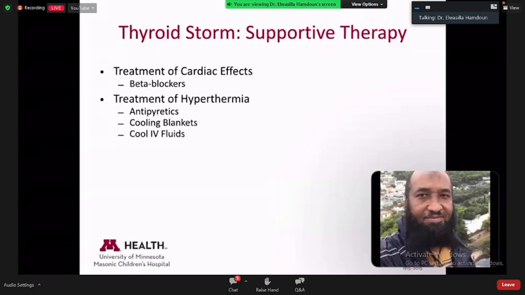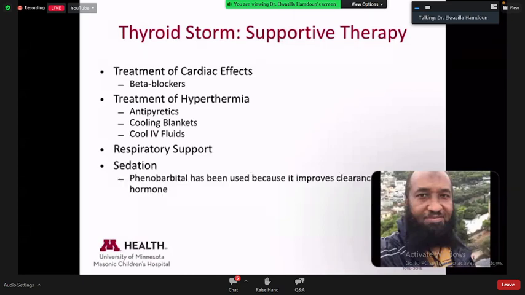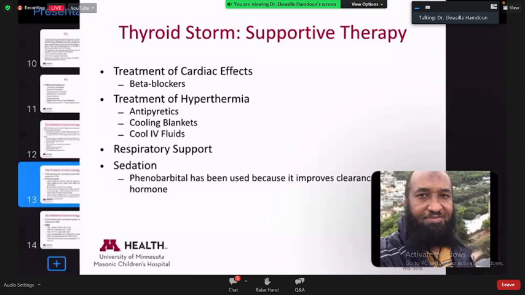You can use antipyretics and cooling blankets. You use cool IV fluids with proper protocol, but they need to be used very cautiously because they can also induce cardiac arrhythmia. Respiratory support is important, and the use of sedation can also be helpful. Phenobarbital, as we mentioned before, can also help the clearance of the thyroid hormone.